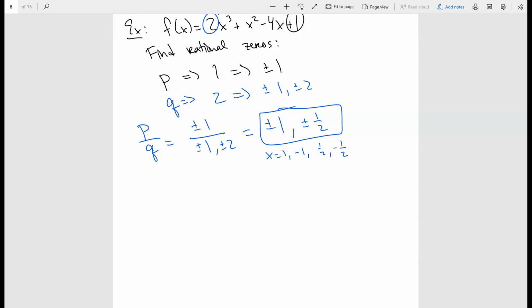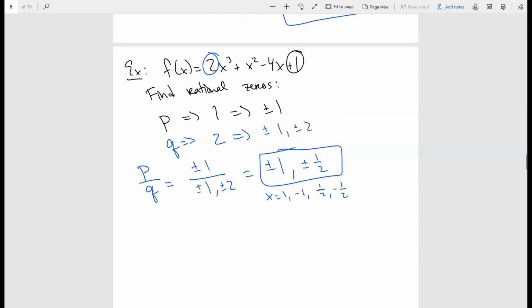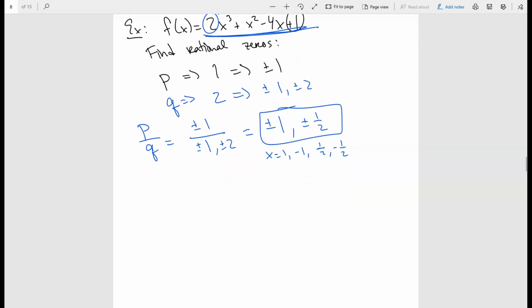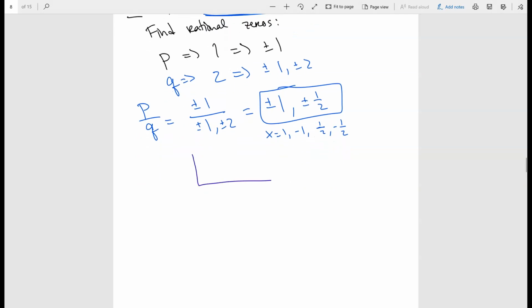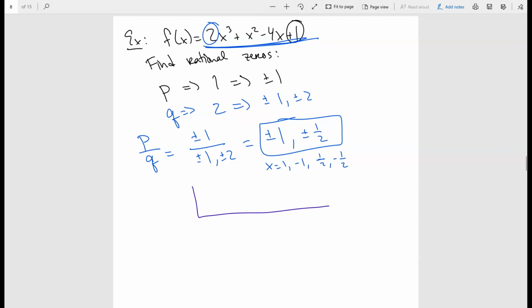Okay. So how do I know which one it is? Well, one thing that you can do is you can use synthetic division on all of them with this function, and try to figure out if the remainder is 0. So you can start off with the polynomial, so it's going to be 2, 1, negative 4, 1. And let's choose one. Let's say I wanted to choose negative 1. Okay.